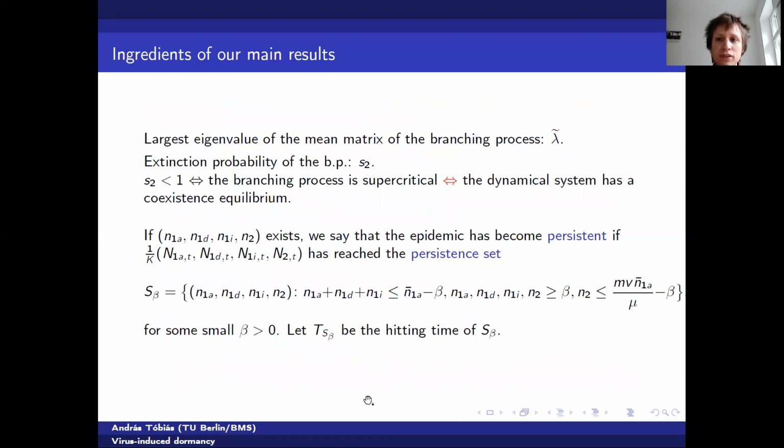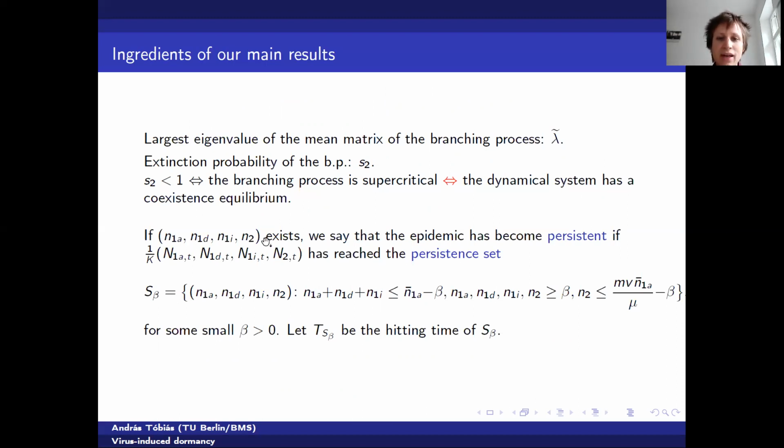Let's define some further objects in order to state our main results. So the largest eigenvalue of the mean matrix of the branching process is called lambda tilde, and then the extinction probability of the branching process is called S2. And S2 is less than 1 if and only if the branching process is supercritical, which turns out to be equivalent to the dynamical system having this coordinate-wise positive coexistence equilibrium.